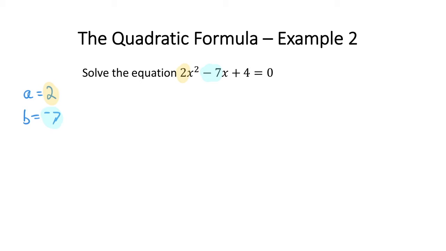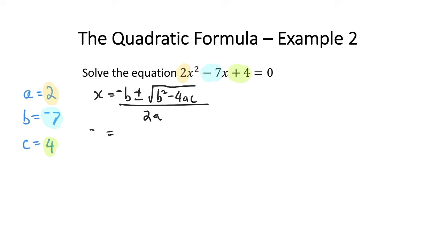Remembering we need to look at the sign in front to identify whether the number is going to be positive or negative. And my c value is going to be the standalone number, which is equal to 4. After identifying the a, b, and c values, the next step is to write the formula. So x is going to equal negative b plus or minus the square root of b squared minus 4ac, and that is going to be divided by 2a.